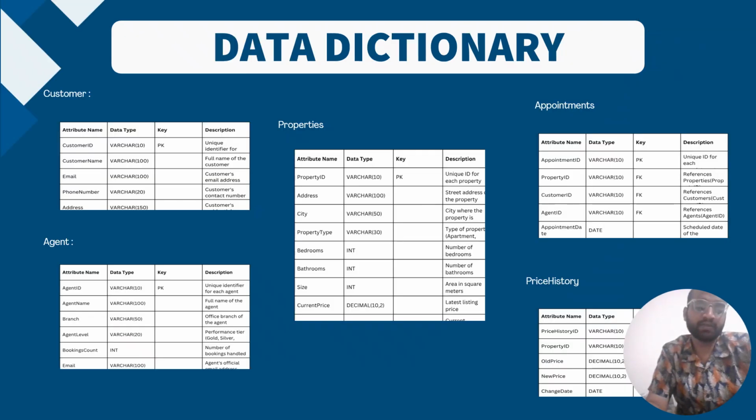Data dictionary. Explanation describes the key entities. Customers store buyers' information, agents manage listings, properties are houses or apartments available, appointments are viewing bookings, and price history records price changes. It defines what data will be stored in each table and prepares for normalization.